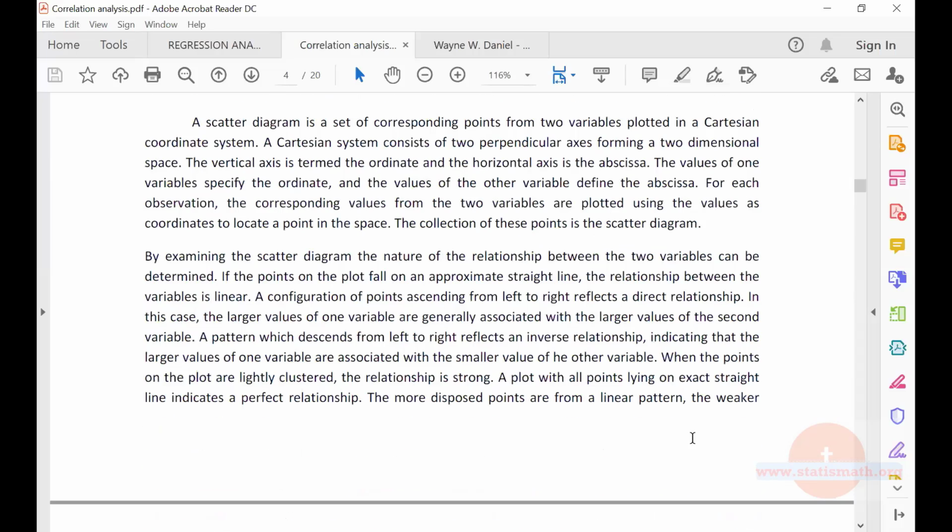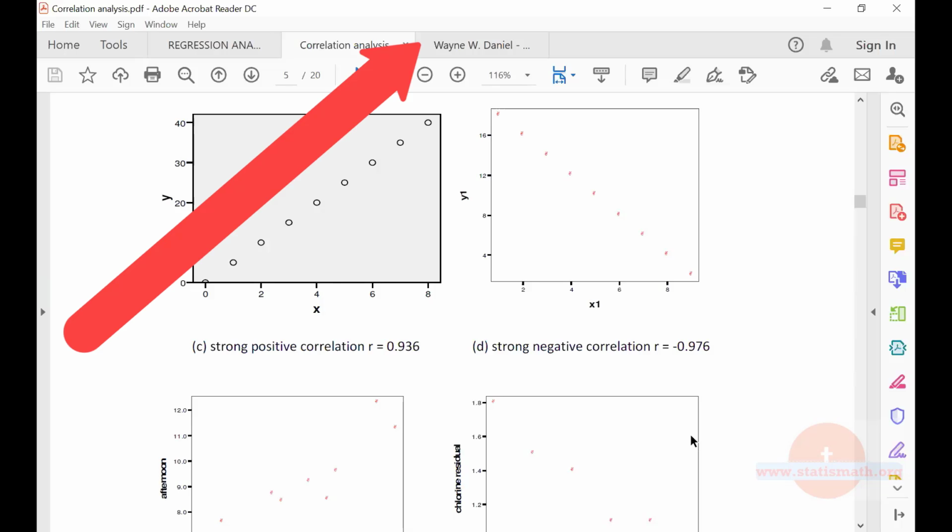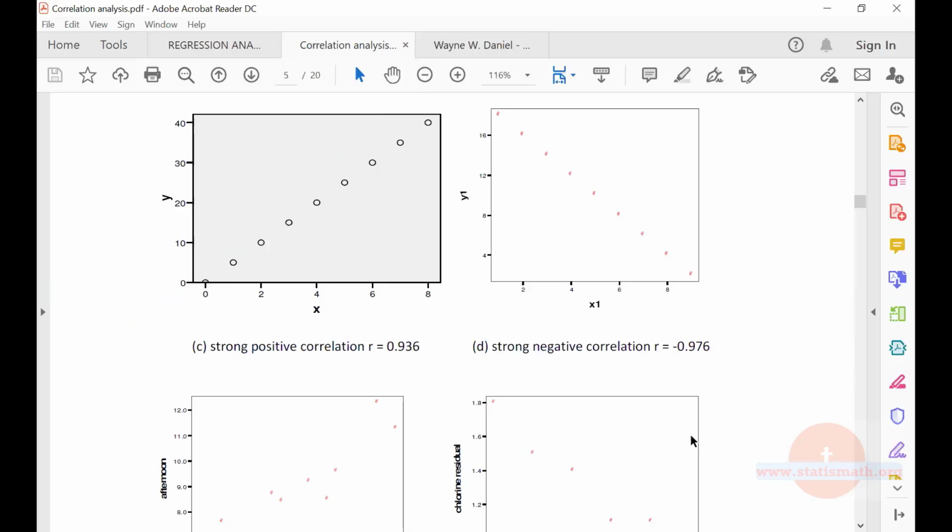Okay, so this scatter plot is called a perfect linear correlation. It's going in this direction, so you see the direction here. It's a perfect line, goes like this. When it goes like this, we can say that there is a strong positive correlation, because the correlation is equal to 0.936.